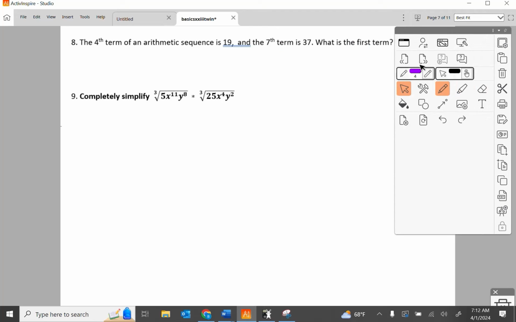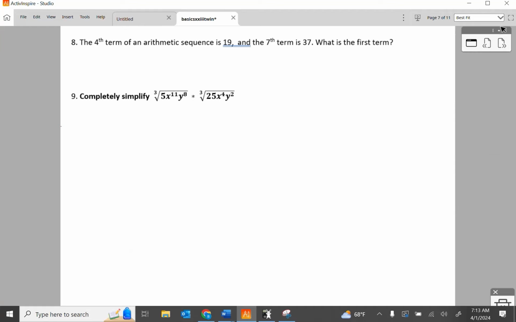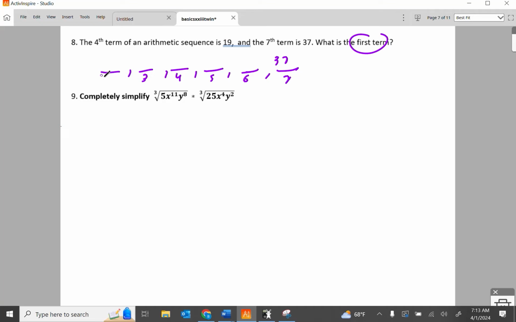The fourth term of an arithmetic sequence is 19 and the seventh term is 37. What is the first term? There's lots and lots of ways of doing this. I could do this with formulas if I wanted to. I don't want to. I'm just going to put some numbers here. 4, 5, 6, 7. There we go, 37. I do want to know the first term, so I'm going to count back to 1, 2. And the fourth term was 19.